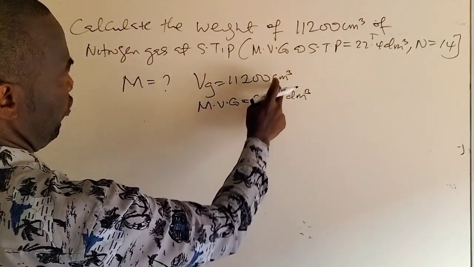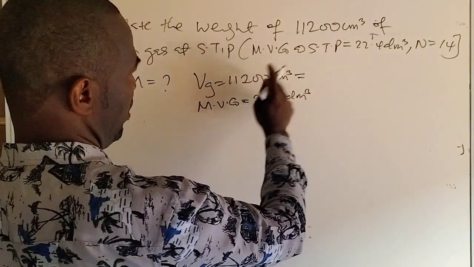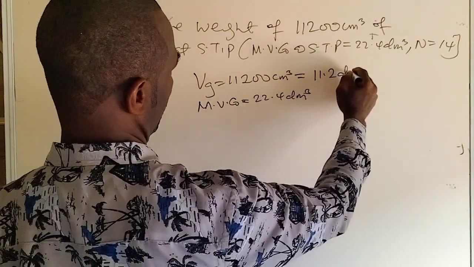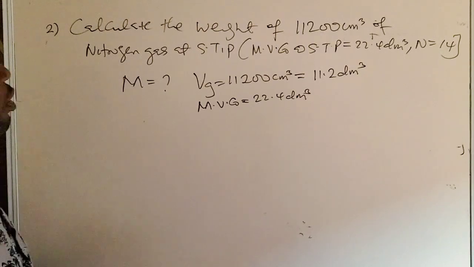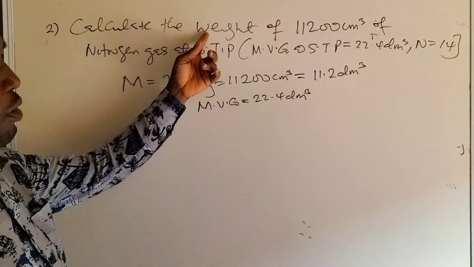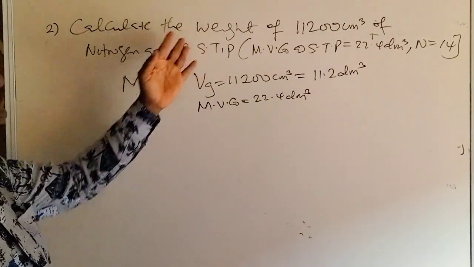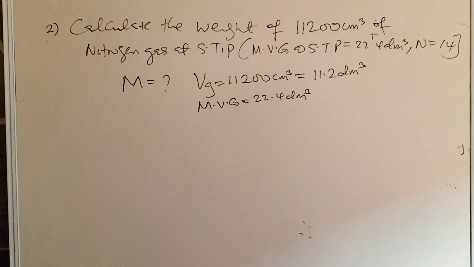These units are not uniform. I'll convert this to dm cube by dividing by 1,000. That gives me 11.2 dm cube at STP. So having done that, we're looking for the mass, because weight here is not force of gravity, that is physics. In chemistry, we're talking about mass.